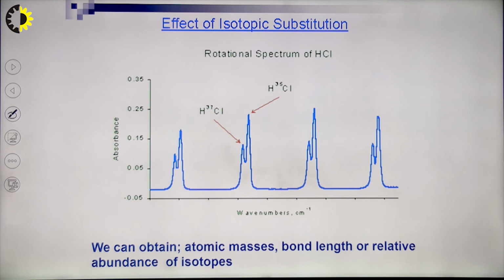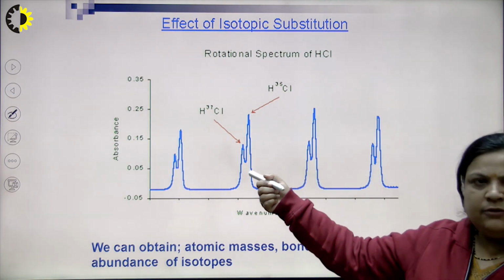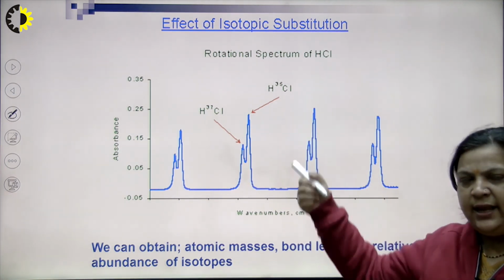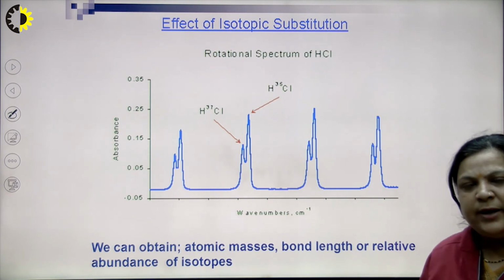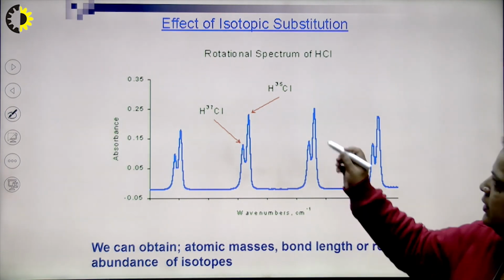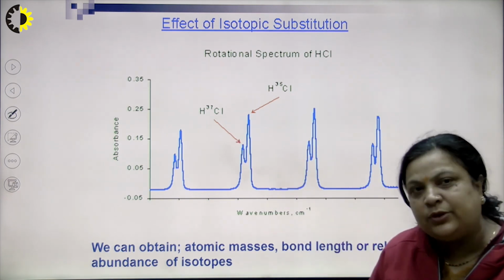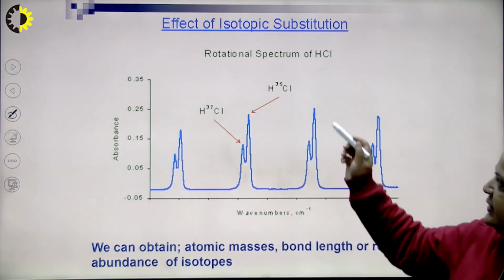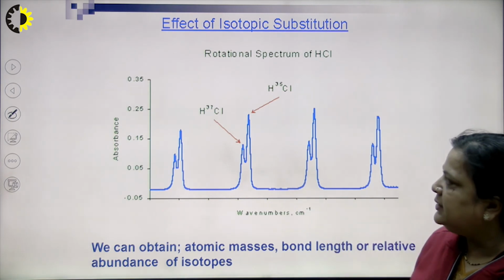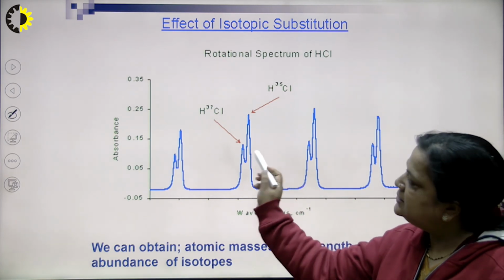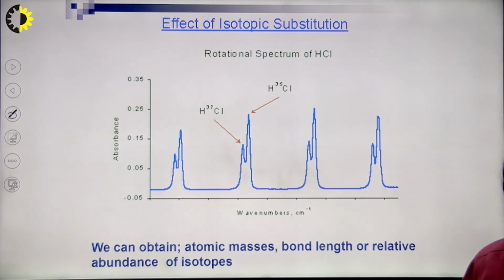Now, the effect of this isotopic substitution we can easily see in the rotational spectrum of HCl. Here Cl35 and Cl37 are both isotopes. So, when Cl35 is replaced by Cl37, we see that the spacing decreases.